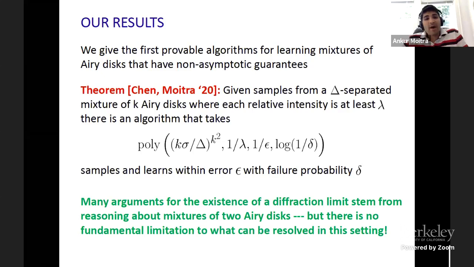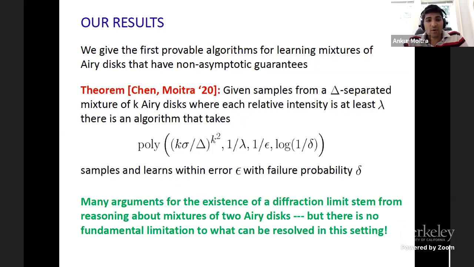Just to take a step back, a lot of these theorems that I'm going to tell you about today are not technically hard, especially given all that we know in theoretical computer science about how to learn mixture models, how to learn mixtures of Gaussians and things like that. Still, I think it's good to come back and think about how these results relate to some of the debates that were had within physics over the years.